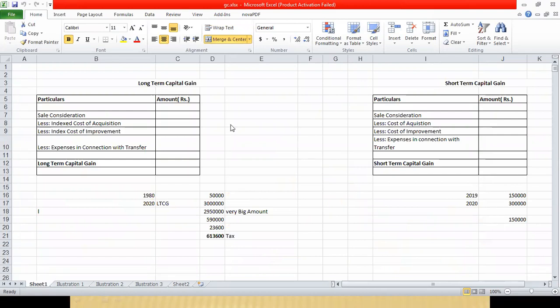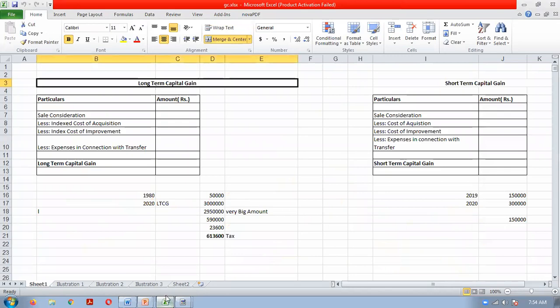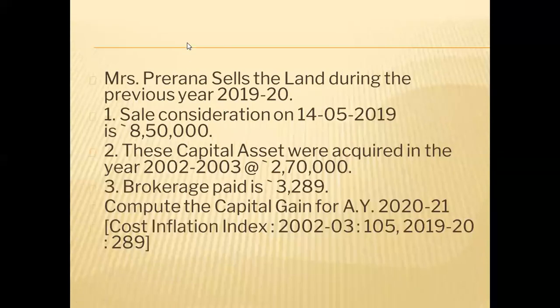Okay. Now let us take the illustration of this long-term capital gain. Read this question. Mrs. Prerna sells the land during the previous year 1920. Sale consideration is 8,50,000. These capital assets were acquired in 2002-3 for 2,70,000. Brokerage paid is 3,289 rupees. Compute the capital gain for assessment year 2020.